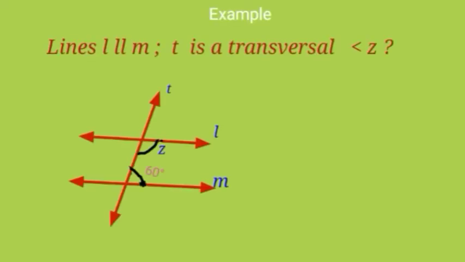Example. Lines L and M are two parallel lines and T is a transversal. Find the value of Z. These two angles are interior angles on the same side of the transversal. So the sum is 180 degrees. So Z is equal to 180 degrees minus 60, that is equal to 120 degrees. So the value of Z is equal to 120 degrees.